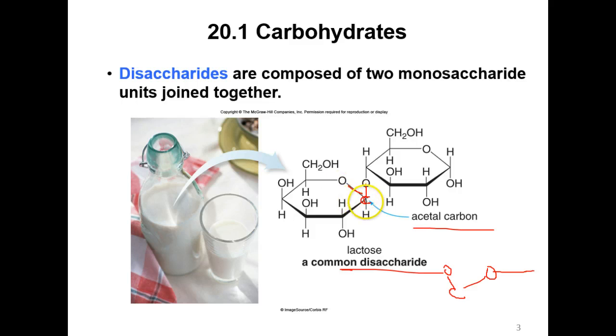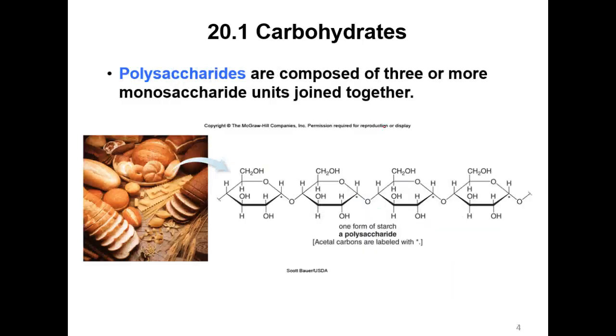And this particular carbon is going to become important because we have two types of sugars. We have what's called an alpha sugar and a beta sugar. And it all depends on where this oxygen is. If it's going up or if it's going down determines if it's an alpha or a beta. And they have different properties, all right, which we'll talk about in this chapter.